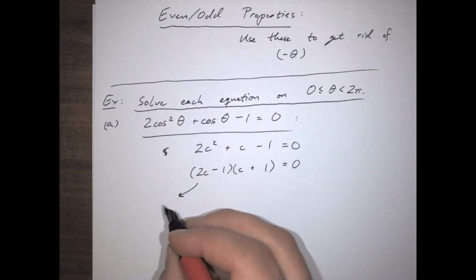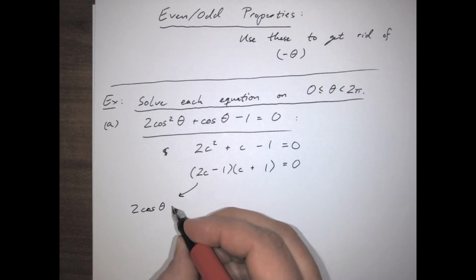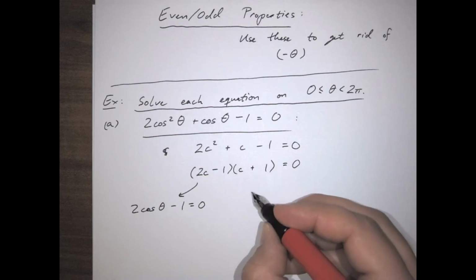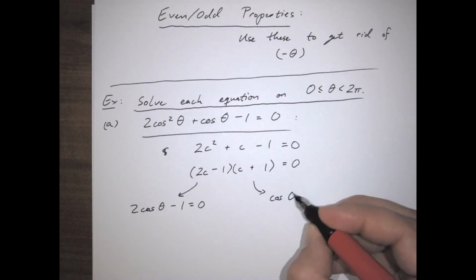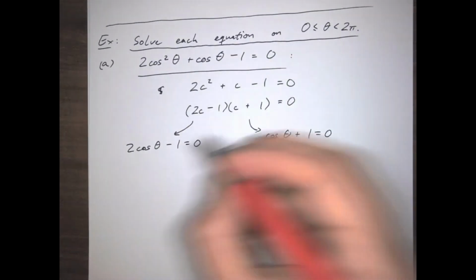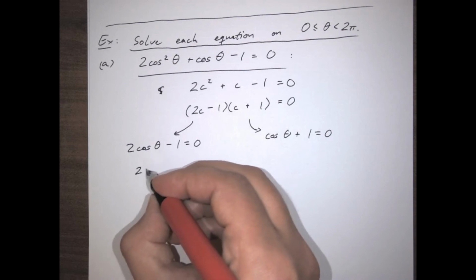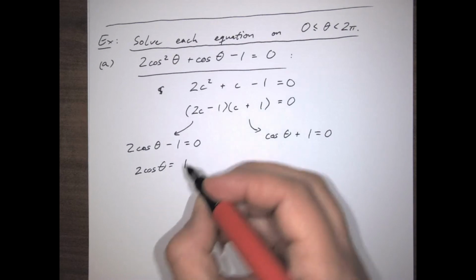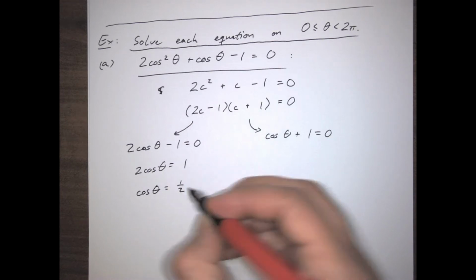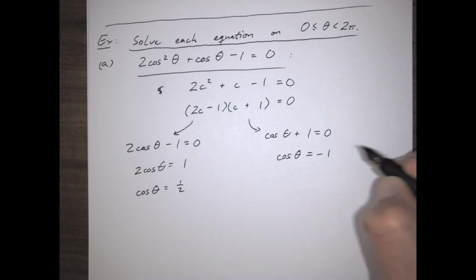So then we can take these two pieces and turn them back into trigonometry. 2 cosine theta minus 1 equals 0. And then cosine theta plus 1 equals 0. Once you have it factored, you can break it into two pieces and solve each piece separately. And so 2 cosine theta equals positive 1, which then means that cosine theta equals 1 half. Over here, what we have is cosine theta equals negative 1.